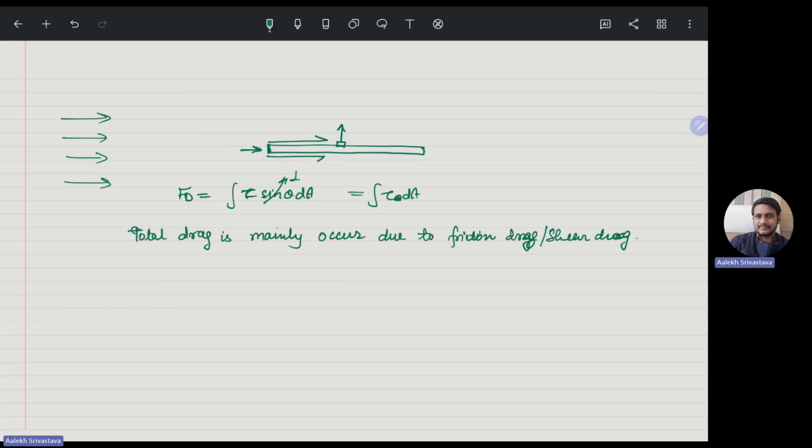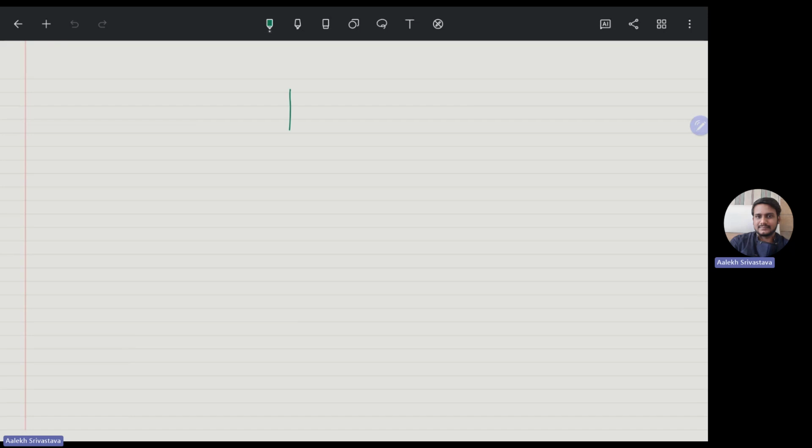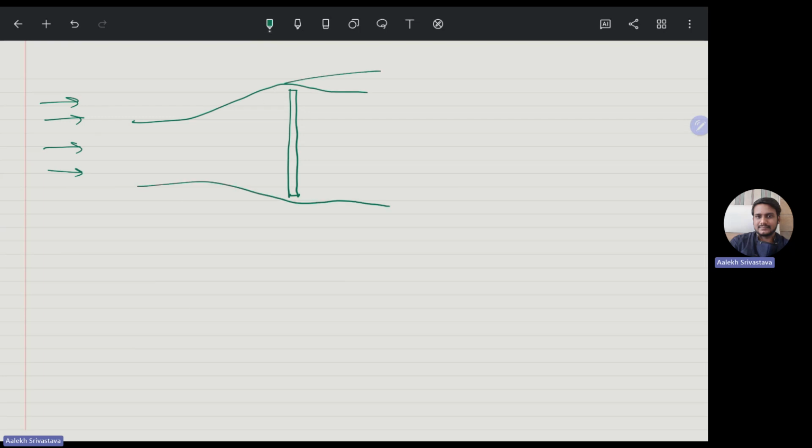Now the second condition is what happens if we put the plate in this way and the flow in this flow field. So you will get what is called a separation, and it will go like this, and here you have a wake formation. So this is your plate and this is your upstream, and downstream you have a wake formation.